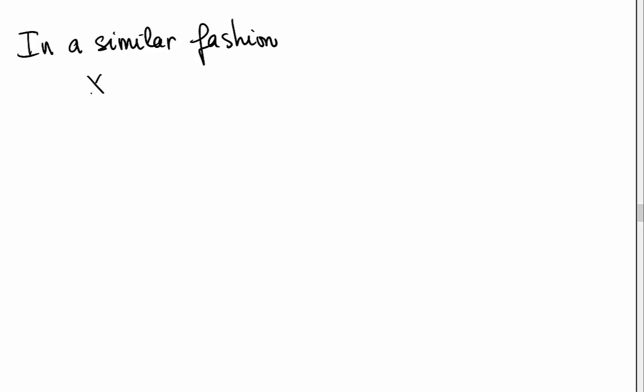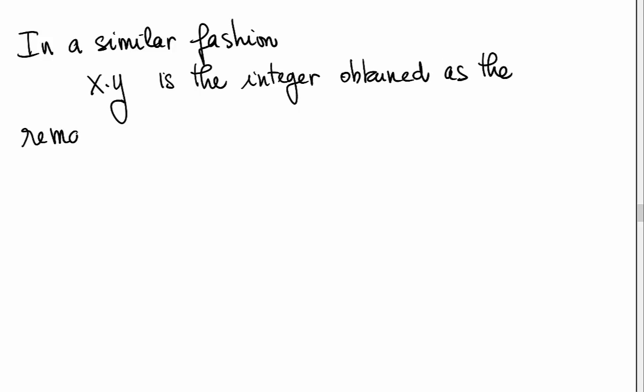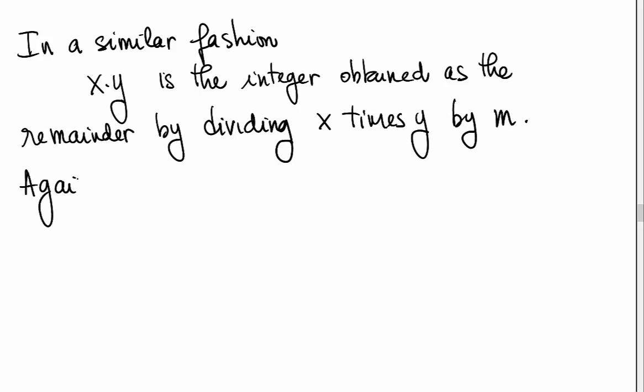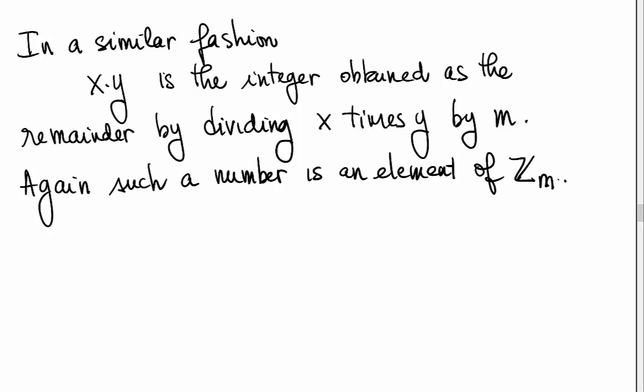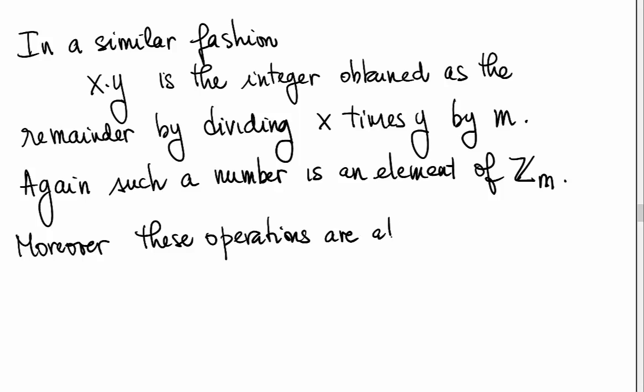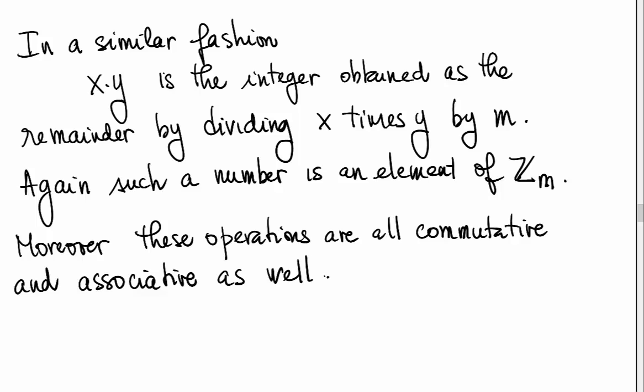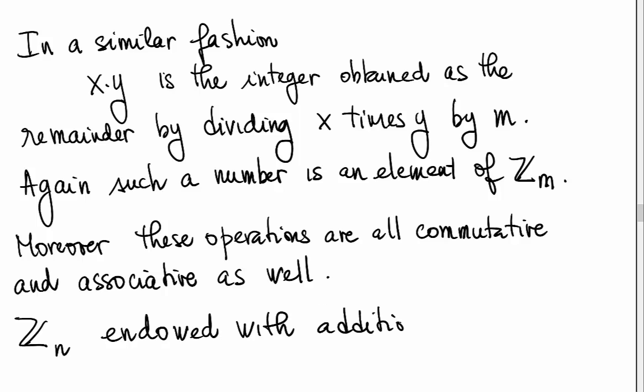Similarly, x times y is the integer obtained when we take x multiplied by y in the usual sense and then mod by m. And whatever number we get is of course going to be an element of Zm. Moreover, note that these operations are all commutative and also associative. You can prove that, so try it at home. And finally, Zn when endowed with addition modulo n is actually a group. In fact, it's a commutative group.